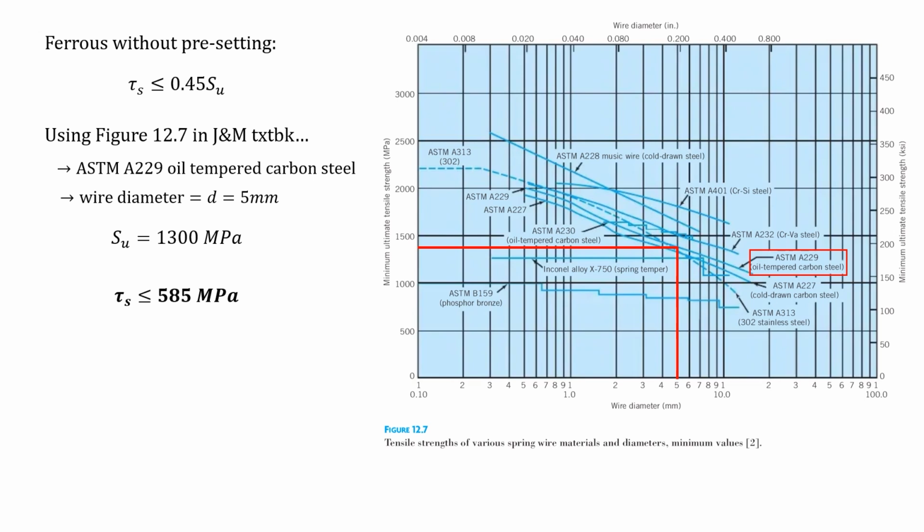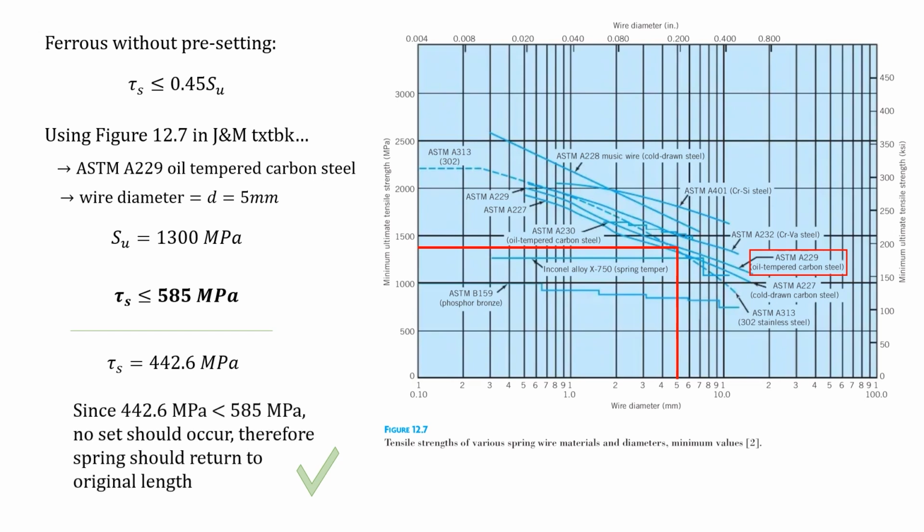and then we can substitute that into our 0.45 times that ultimate tensile strength equation, and we find that our shear stress needs to be less than or equal to 585 megapascals. So comparing that with the shear stress value that we found previously of 442.6 megapascals, we can see that it definitely satisfies the condition.